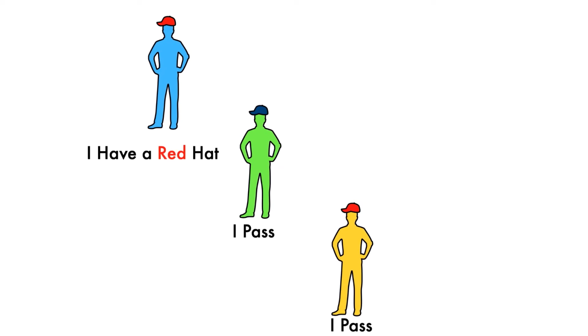For example, one possible strategy is to single out one of the 3 players. This player will respond, I have a red hat, and the others will respond, I pass. The expected chance of winning with this strategy is 50%. Can you do better?